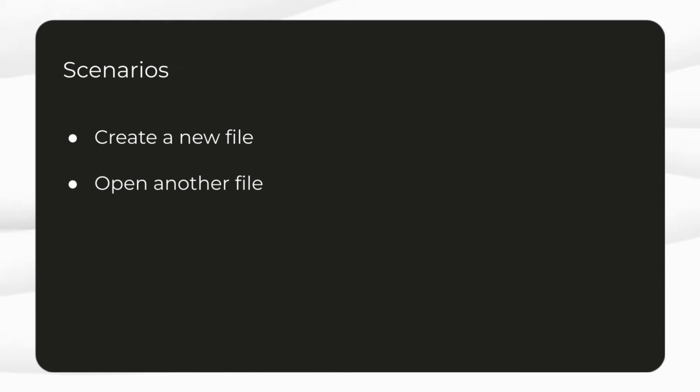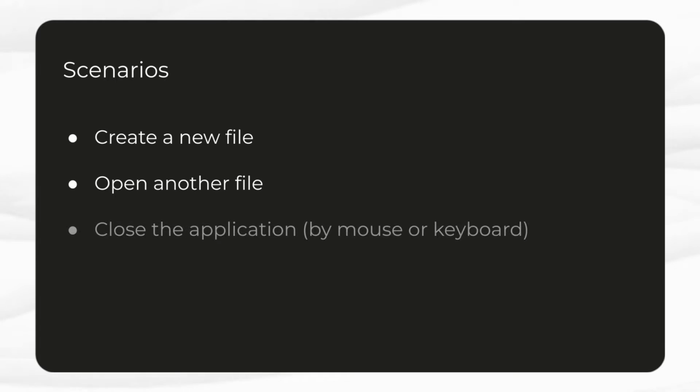There are a few scenarios in which we have to check whether the user has unsaved progress. The first one is when the user attempts to create a new file. The second one is when the user attempts to open another file. And finally, when the user attempts to close the application, either by mouse or by keyboard. These scenarios could potentially lead to the loss of progress, and therefore we need a custom dialog to warn the user about their unsaved progress.